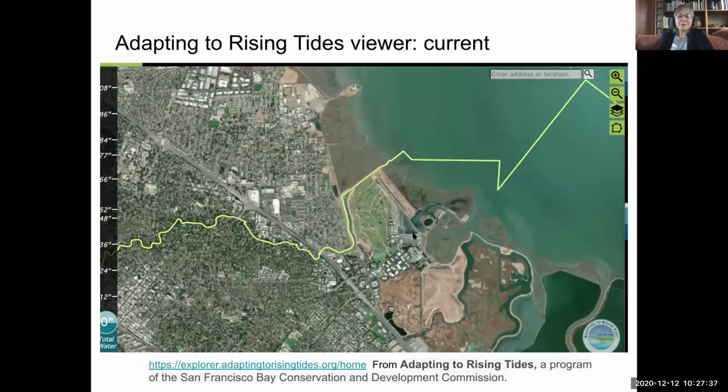This is a cool tool that Kathleen found from the San Francisco Bay Conservation and Development Commission, Adapting to Rising Tides. We'll share these slides with people who've been here, so if you want to get the links later, we'll have those available to you.